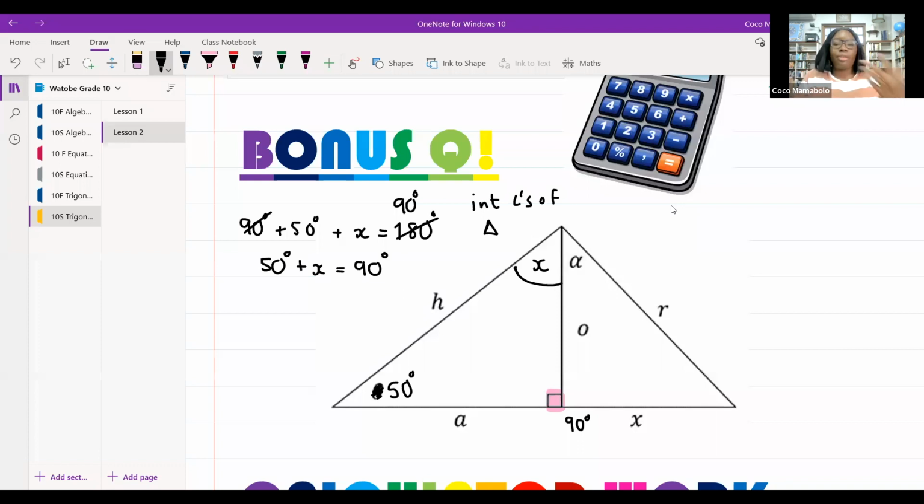Now, most of you are like, duh, teacher Coco, that makes so much sense. It's easy. But I want us to actually transpose to get to the answer of X, and there's a particular reason why I want us to do this. I'm going to take 50 over my equal sign and it's going to become negative 50. So I'm going to have X is equal to 90 degrees minus 50 degrees. I need you guys to trust the process. Do exactly what I'm doing. Therefore, X is equal to 90 minus 50, which is 40 degrees.